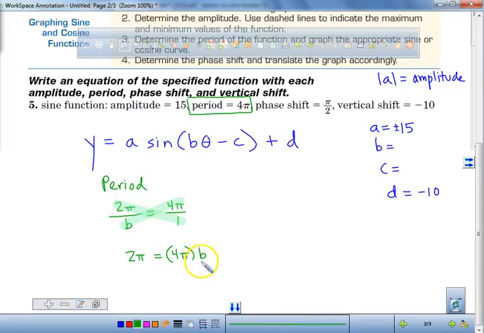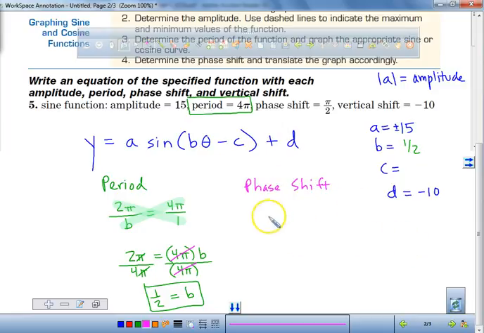Now in order to solve for b, we have to divide both sides by 4 pi. This cancels out this, so all we have left is B. These pi's cancel out, and 2 fourths reduces to 1 half. So that's what your B value is. Now we have this B value, which is very important because now we have to move over to this concept called a phase shift.